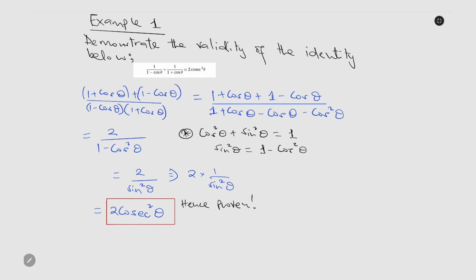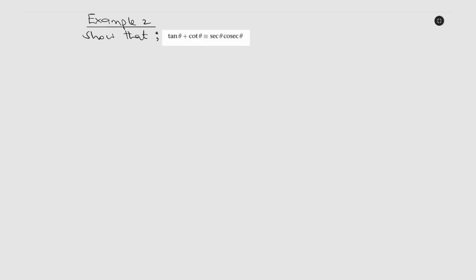Okay. Let us check another example. So here's our example 2. Example 2 says show that tan theta plus cot theta is equals to sec theta cosec theta. Okay, that's what we have. Let's get down to business. Now, I want to work with the left hand side again because I already see it has things that I can work with. But you could even start from the right hand side, it's okay. So let's start with the left hand side.